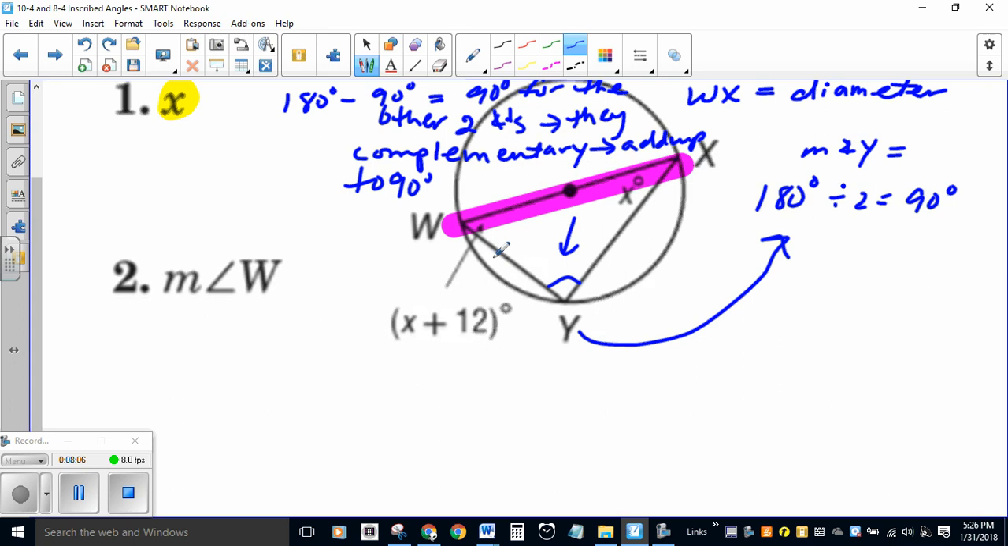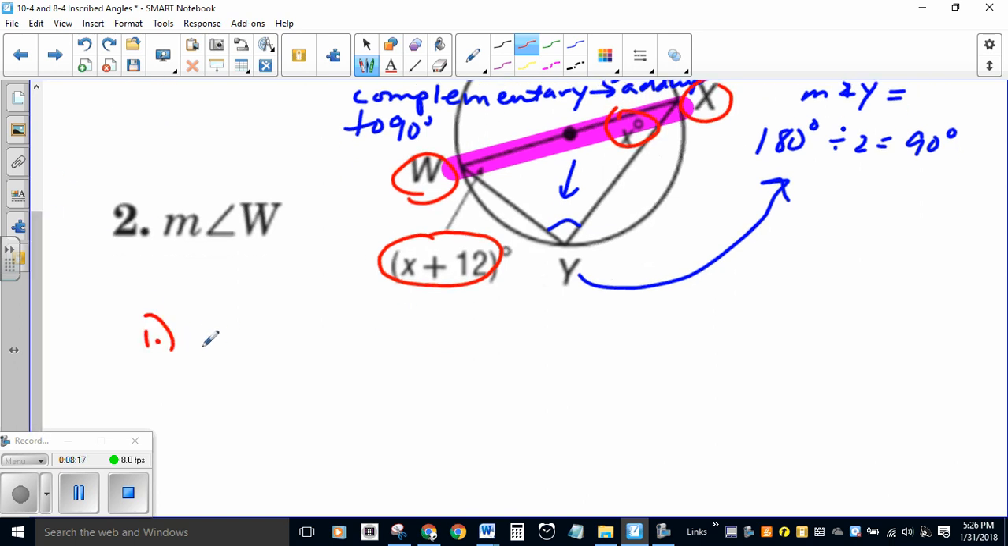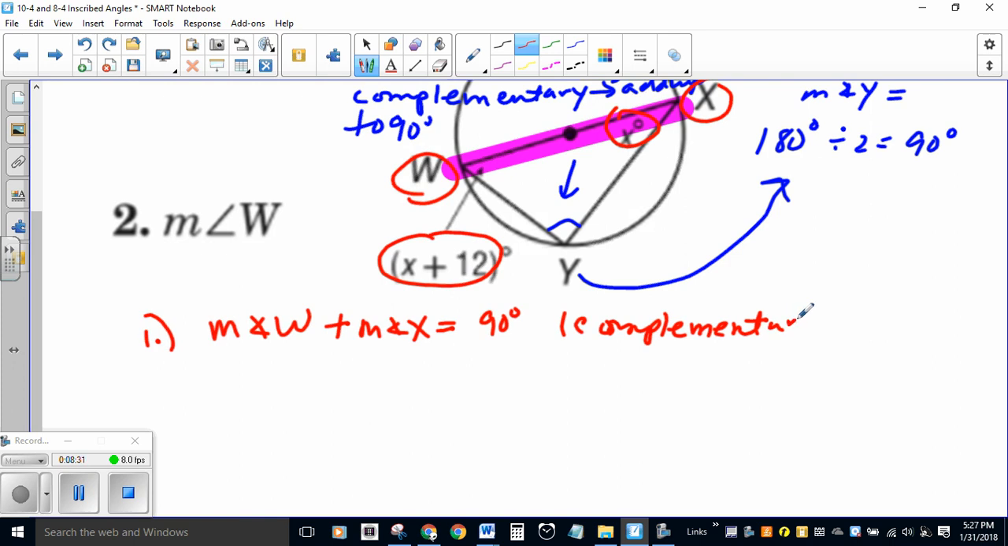So for number 1, that means that angle W, which is x plus 12, and angle x, which is the x degrees, have to add up to 90 degrees. So for number 1, the measure of angle W plus the measure of angle x is equal to 90 degrees because they are complementary. So I substitute in x plus 12 and x degrees.